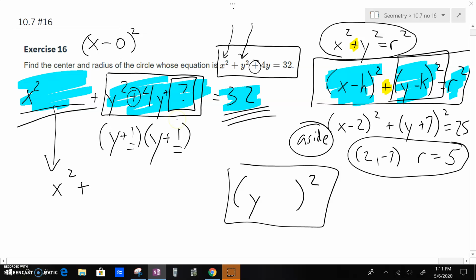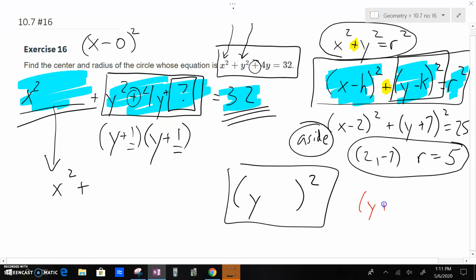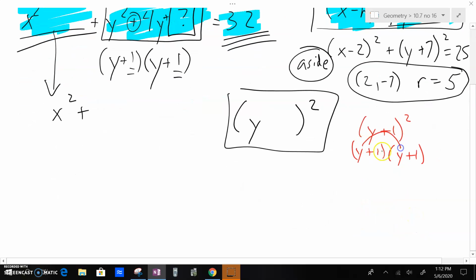It'd be y times y. So let's see, I'll do that down here with a different color. So it'd be if it was y plus 1 squared, which is y plus 1 times y plus 1. Your first arc would generate y squared. Your second arc would generate a plus 1y. Your third arc would generate another plus 1y, and then your last arc would be a plus 1.